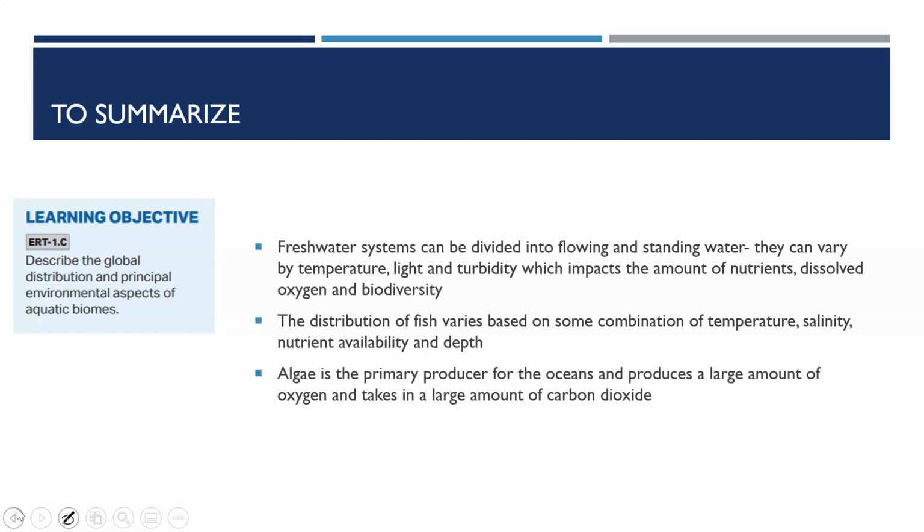So to summarize, our goal was to describe the global distribution and principal environmental aspects of aquatic biomes. We can summarize this by saying that the freshwater systems can be divided into flowing, the rivers and streams, and standing water, the lakes and ponds. These can vary by their temperature, their light, and the turbidity, remember the amount of sediments in them, which impacts the amount of nutrients, dissolved oxygen, and biodiversity in these habitats. The distribution of fish also varies on some combination of the temperature, the amount of salt, the nutrient availability, and the depth. And lastly, algae is the primary producer for the oceans and produces a large amount of oxygen and takes in a large amount of carbon dioxide.